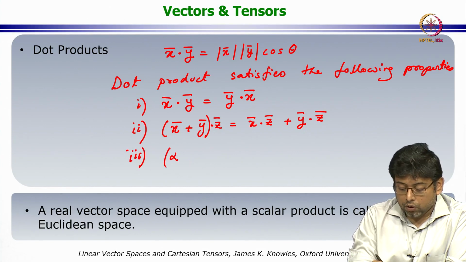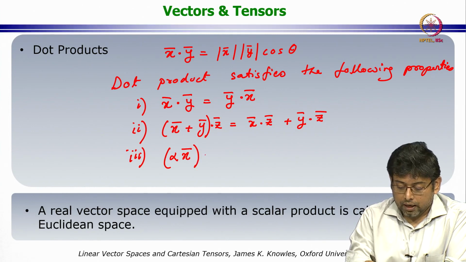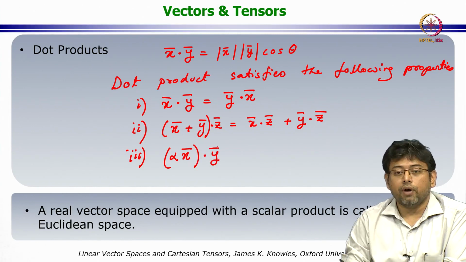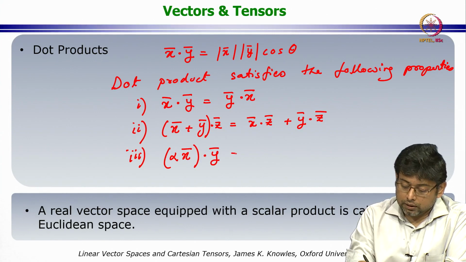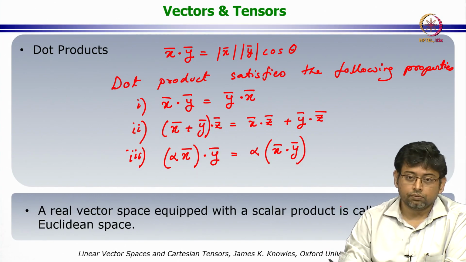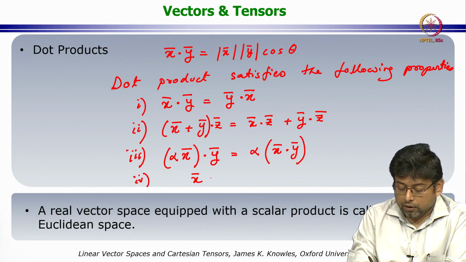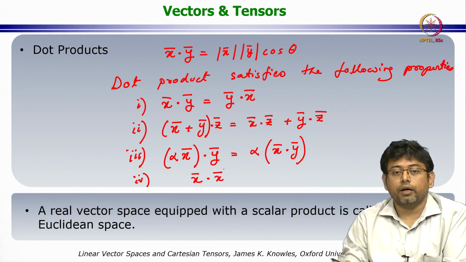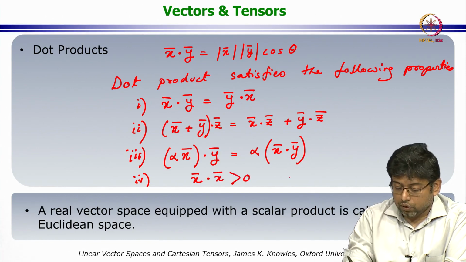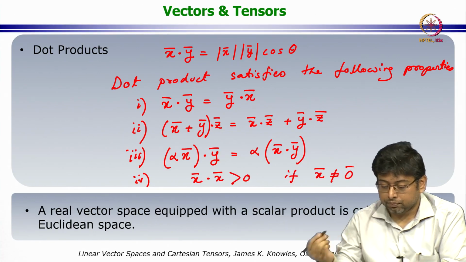So let us say you want to evaluate this, where alpha is a scalar quantity and x is a vector dotted with another vector. This is the same as taking the alpha out and doing the dot product of the two vectors. You can also show very easily that the dot product of a vector with itself is always greater than 0 if x is not the null vector, right.